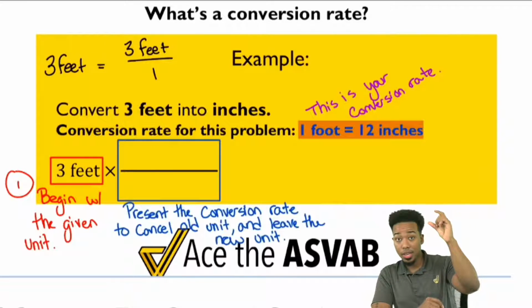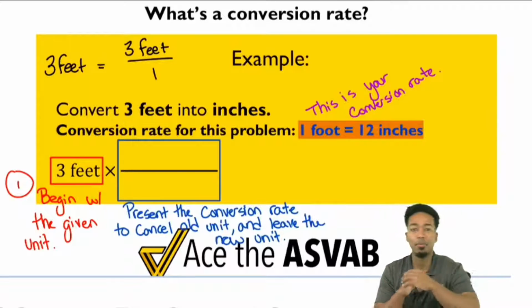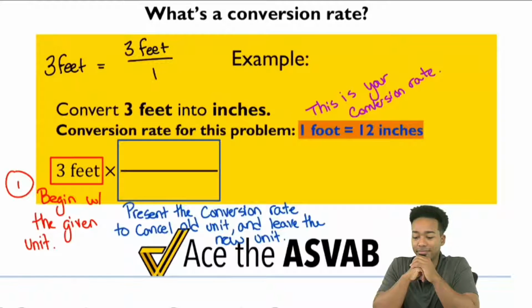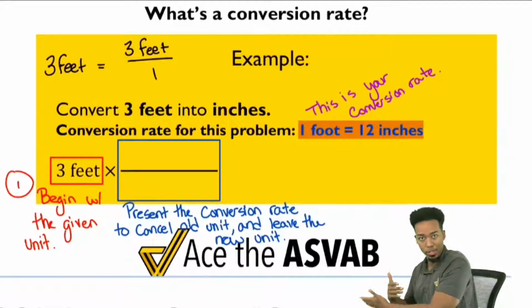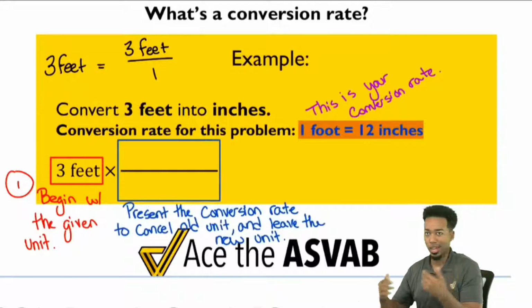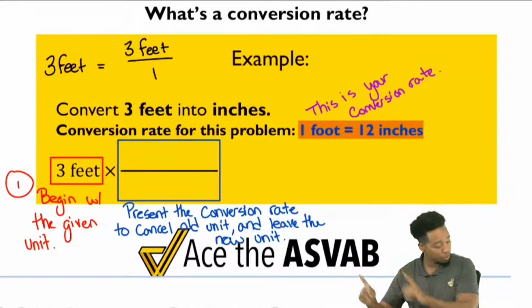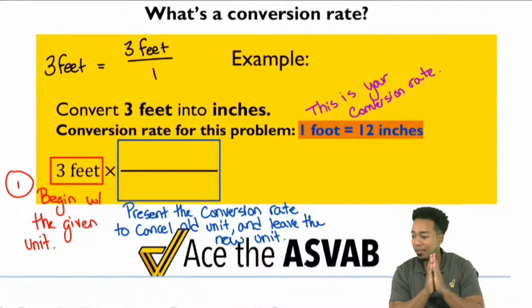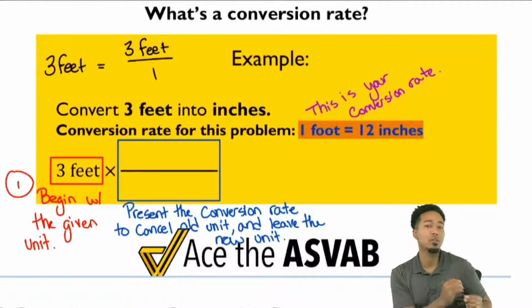If I have feet up top and I have feet on bottom, everyone, what's going to happen? Those units will cancel out. So you know this from the numerical perspective, knowing that 3 divided by 3 cancels out, 10 divided by 10. You know that. And that same idea transfers over to units. Even if you didn't know that before, I hope that this is starting to gel just a little bit now.